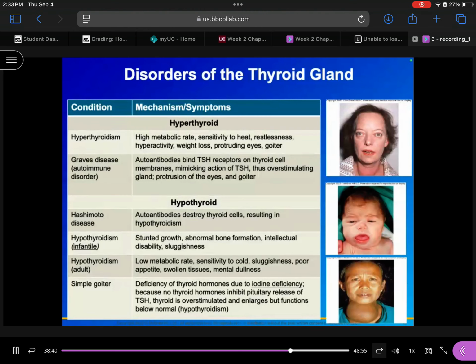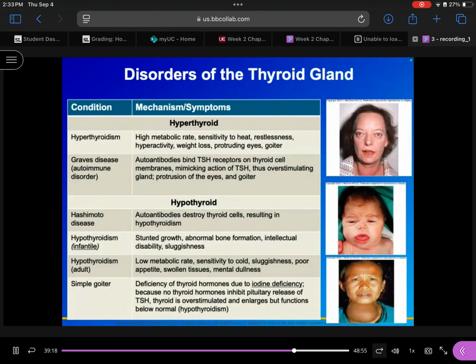All right, now dealing with hypothyroid, so less activity of the thyroid gland. We have Hashimoto's disease. So this is another autoimmune disorder where antibodies are destroying the thyroid cells, resulting in the hypothyroidism. If they're not present, can't secrete their hormones. And then infantile hypothyroidism deals with stunted growth, abnormal bone formation, intellectual disability, and sluggishness. And then we have it within the adult. So this results in a low metabolic rate, sensitivity to cold, sluggishness, poor appetite, swollen tissues, and mental dullness.